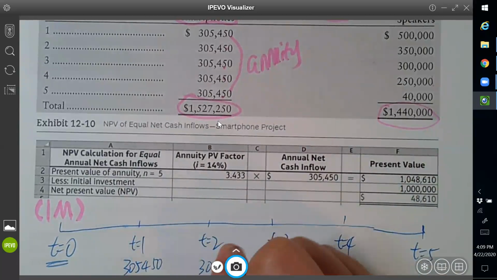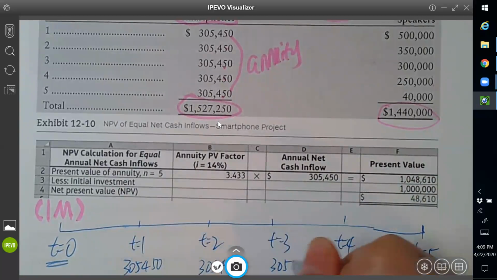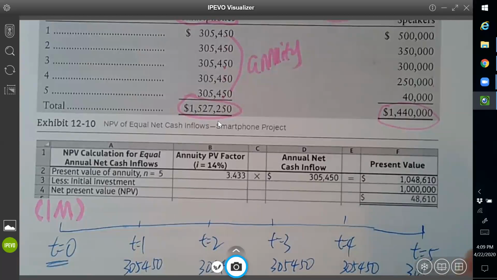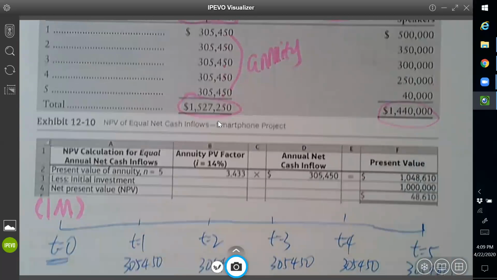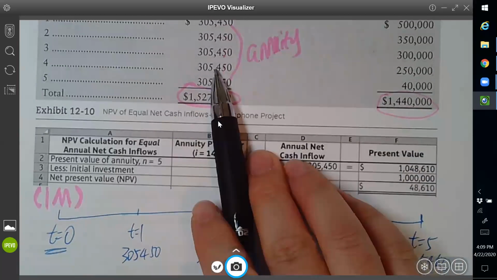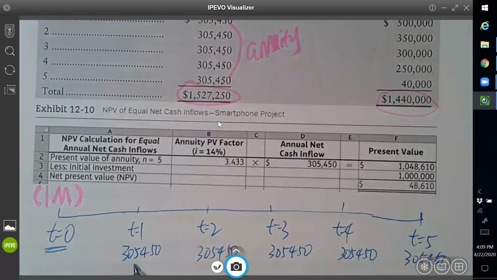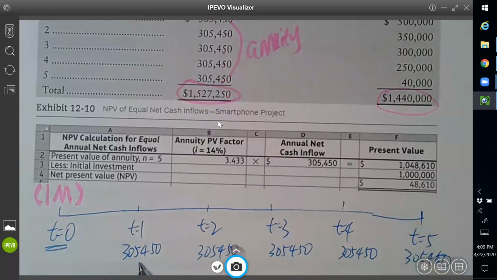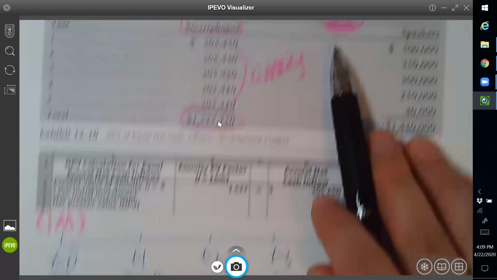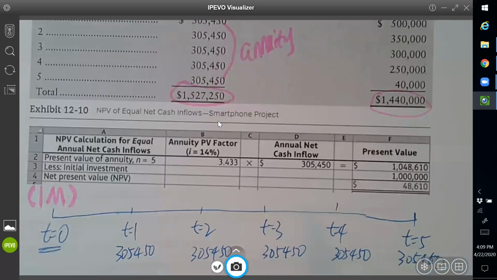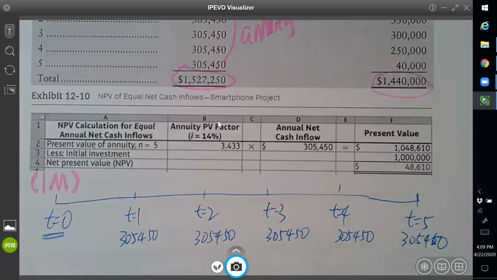So I put the number 305,450, 305,450, 305,450. You said, how did you get those numbers? That's just your cash inflow. You said, hey, why didn't you put negative? Because this is your inflow. Because of the project, every year you got that much money.